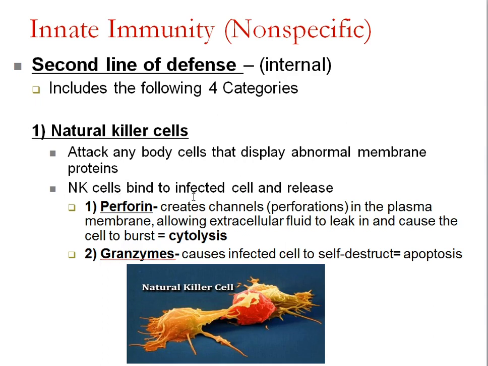Natural killer cells bind to infected cells and kill in two ways. They can either release perforin, which creates channels, also known as perforations or holes, in the plasma membrane. This allows the extracellular fluid to leak into that cell and causes the cell to burst. We refer to this as cytolysis. Or granzymes. This causes the infected cell to self-destruct, aka apoptosis. So with the natural killer cells, we're looking for perforin and we're looking for granzymes.